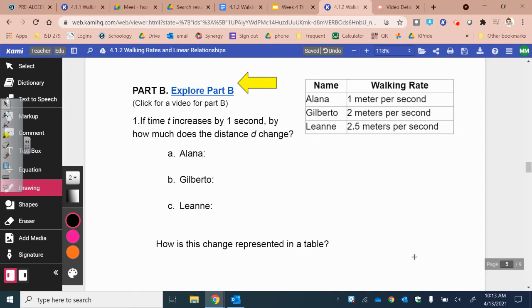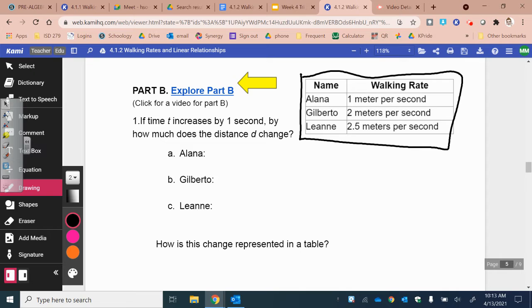Part B, if time t increases by 1 second, how much does the distance d change? So I included this walking rates table one more time because that should really help us out with this idea. I'm going to do Gilberto's, for example, here. So remember that in 1 second, Gilberto has been walking 2 meters. So I'm just going to do 1 times 2. So we should get a change of 2 meters.